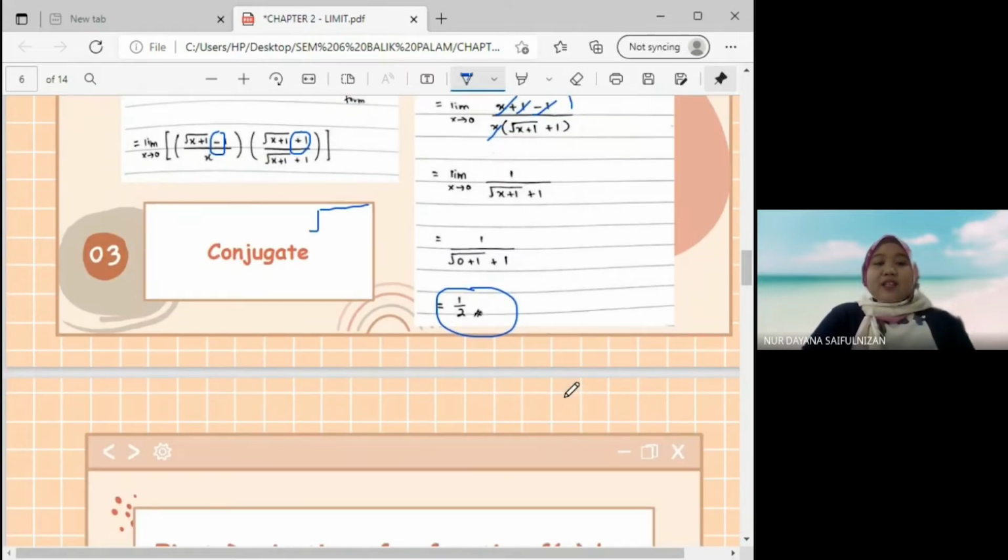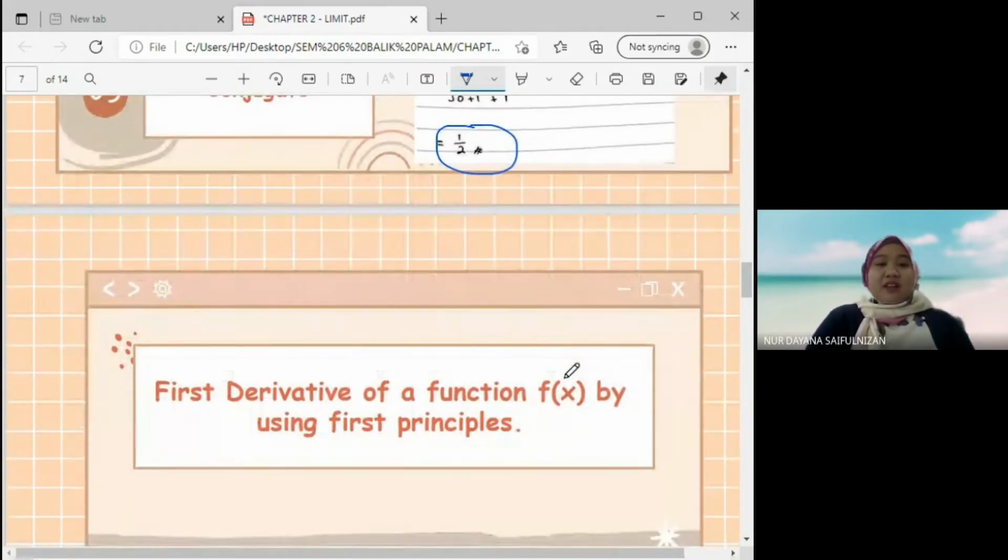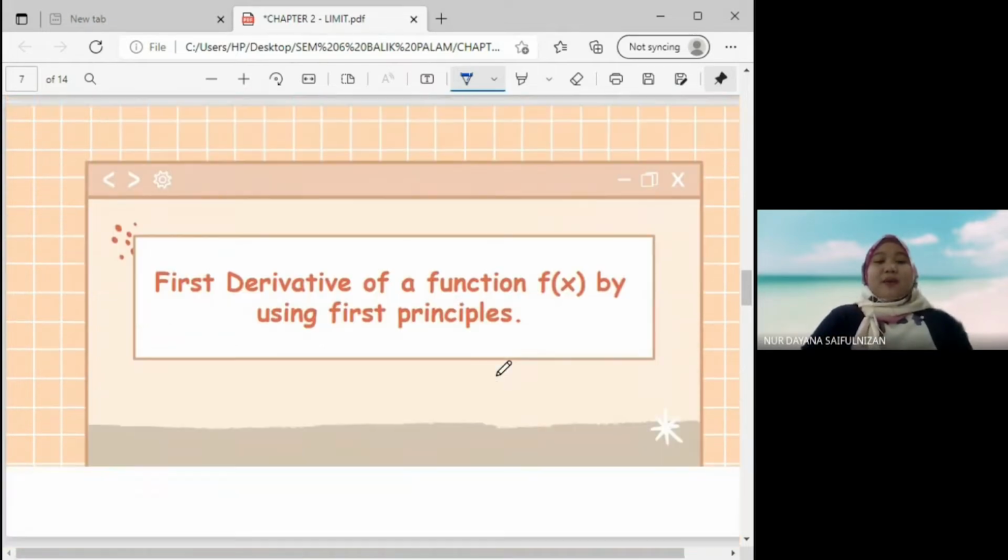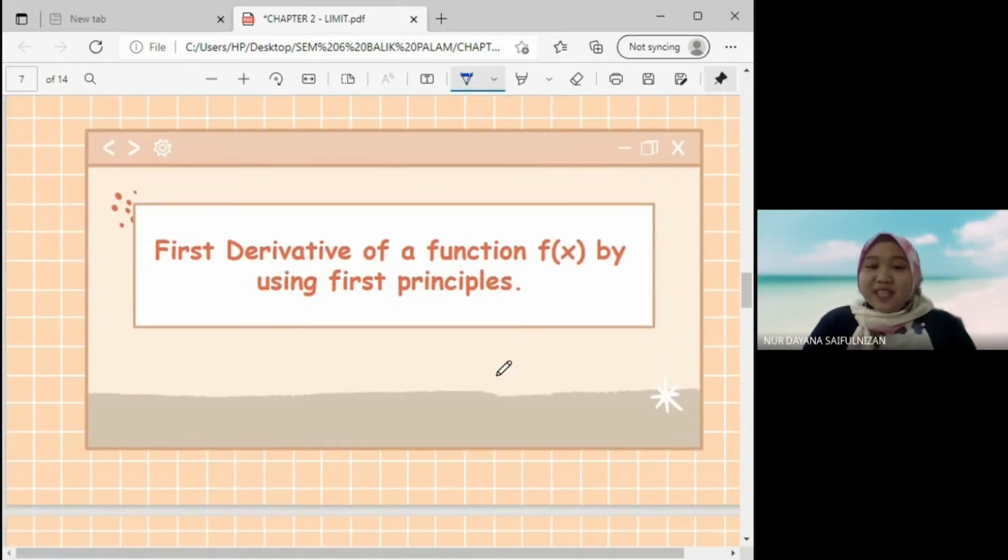Okay, so that's all for the recap session. So we're back to our main topic for today, which is the first derivative of a function f(x) by using first principles.